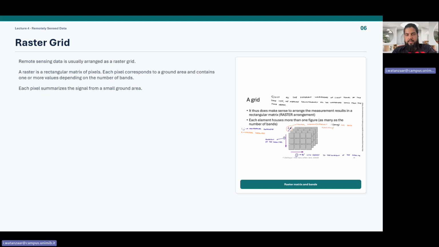So a raster is a rectangular matrix of pixels. Each pixel corresponds to a ground area and contains one or more values depending on the number of bands. We have already seen that the number of values depends on the bands. Each pixel summarizes the signal from a small ground area. So this is called a raster grid. In short, a raster grid is a rectangular matrix of pixels, and each pixel corresponds to a ground area from the acquisition taken; it contains one or more values depending on the number of bands.